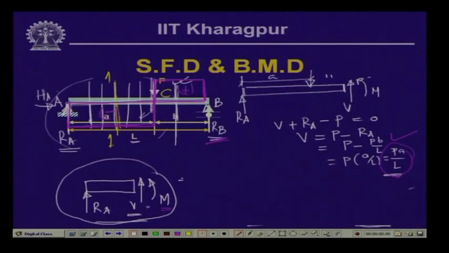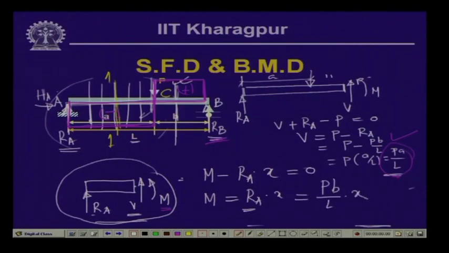Now, if we take the moment of all these forces on this particular free body with respect to this particular section, then we have the bending moment m, which is in the anticlockwise direction. Then we have the clockwise moment because of R A. So, this is minus R A into x, and there are no other loads. So, this is equal to 0. So, this gives us a value of bending moment m as equal to R A into x, and R A we have obtained as P B by L. So, this is equal to P B by L multiplied by x.